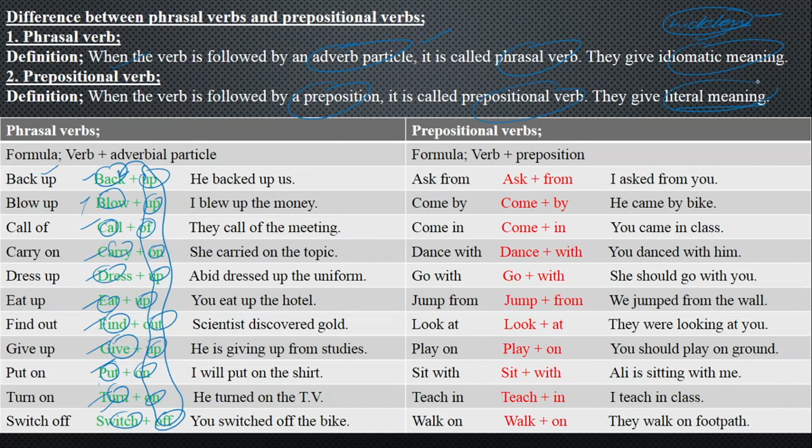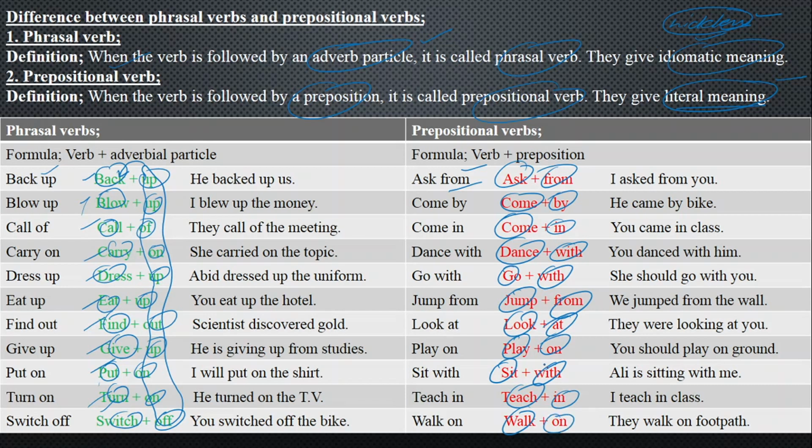See, I say ask from means asking from someone, like come by. So what is the vehicle which you use to come by? Come in means enter, like he comes in class. Now see, ask from, come by, come in, dance with, go with, jump from, look at, play on, sit with, teach in, walk on. They give the same meaning, the literal meaning, not hidden meaning. Whatever the meaning is written, they will give the same meaning.